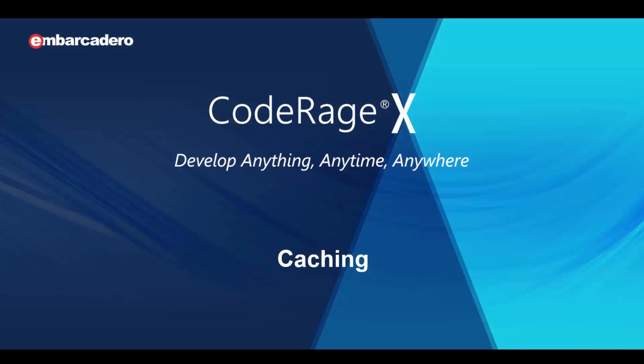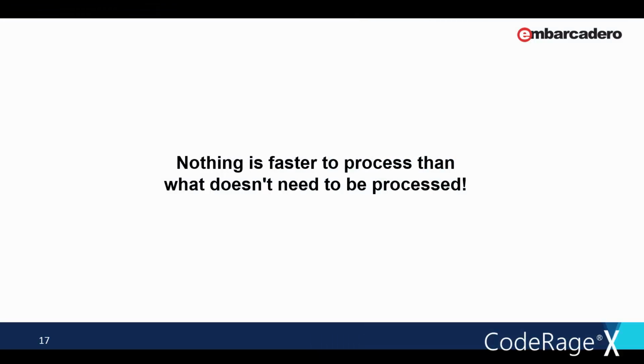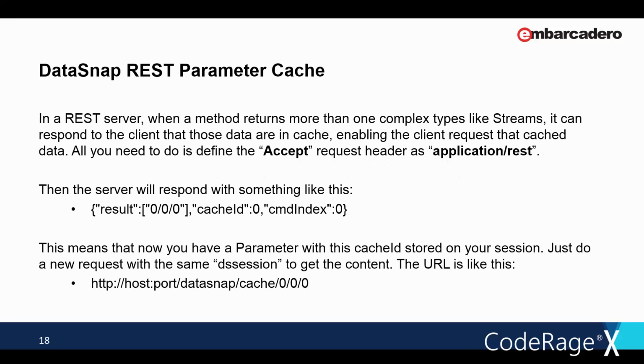Now, talking about caching. Well, think about it. Is there anything faster to process than what doesn't need to be processed? I'm sure there's not. So that's where cache makes sense. And DataSnap has an interesting feature to be used with REST servers, mainly when you're using non-Delphi or C++Builder clients: REST parameter caching.